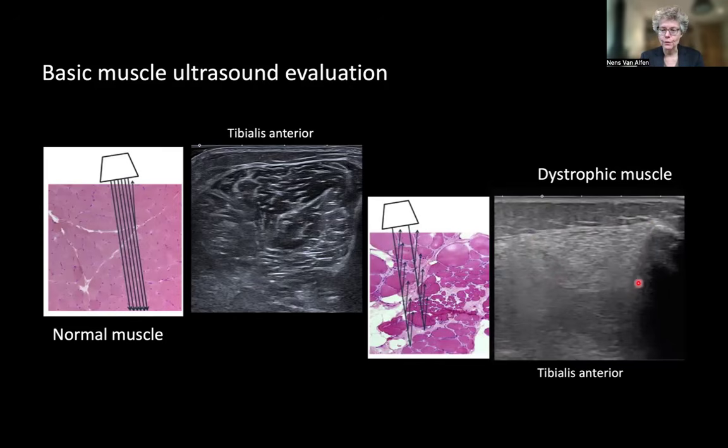So you can see this muscle is very white, and the sound is caught in these upper layers and it doesn't get through. So there's less detail in the deep part. That is called attenuation. I think if you can see the difference between the two, you will do fine with muscle ultrasound.